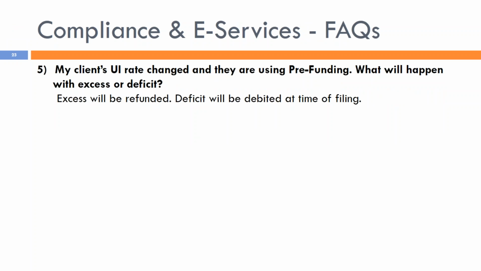My client's unemployment rate changed, and they are using pre-funding. What will happen with the excess or the deficit? Well, once the form is filed, the excess will be refunded to the employer. If there's a deficit, it will be debited at the time of filing the form.